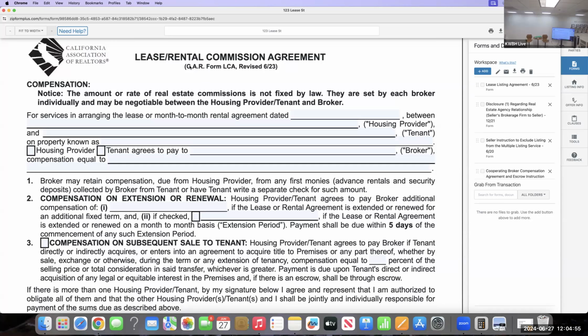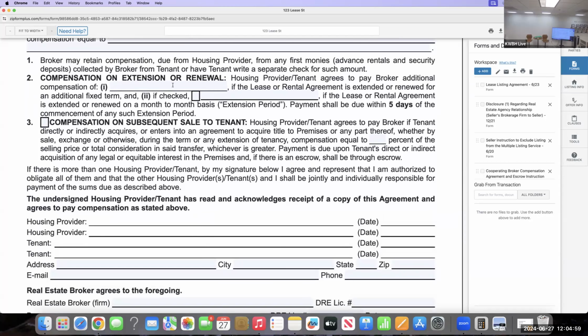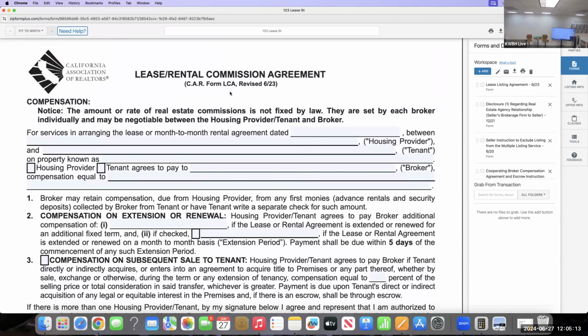So we need to include this lease rental commission agreement. It's basically saying we're going to ask for it to be paid on renewals. And what about compensation on subsequent sale? Here we want to get paid on a subsequent sale. If you're the listing broker, you don't need to worry about this form. If you're the tenant's agent, you do need to worry about this form if you want to get paid on renewals or if your tenant buys the property.